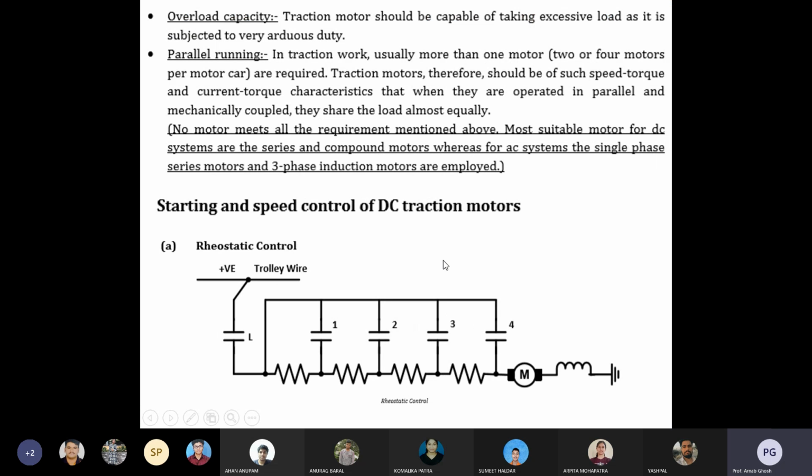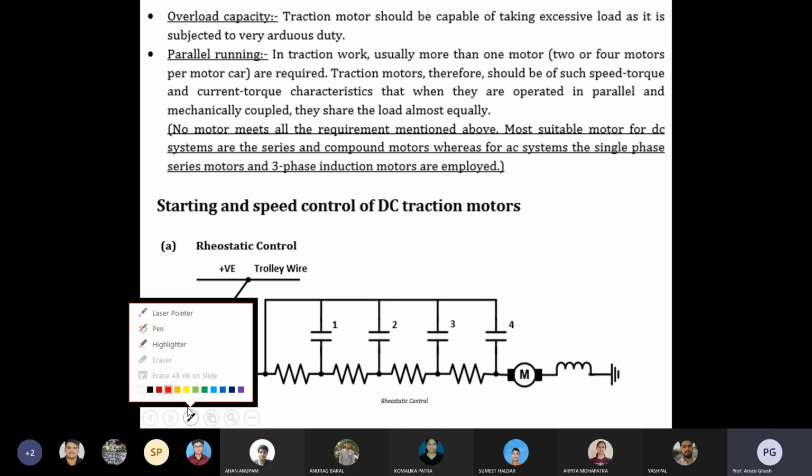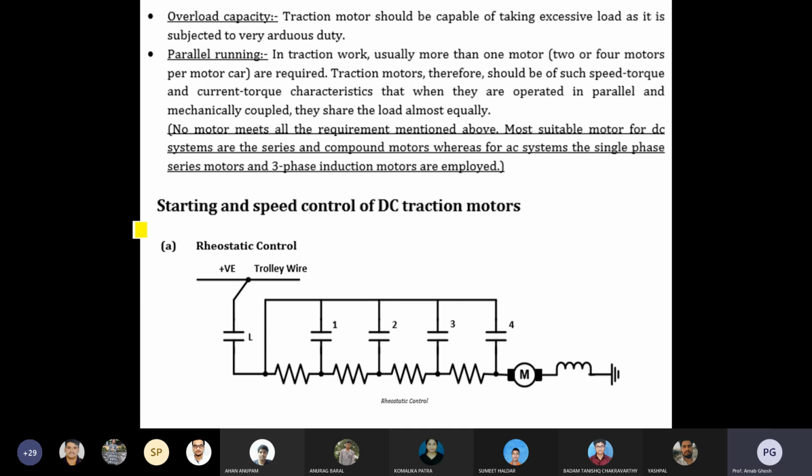Okay, so we are discussing the different electrical and mechanical features of our locomotive. We have already discussed the starting and speed controlling of the DC traction motor. Here we can observe it from the pictorial point of view.